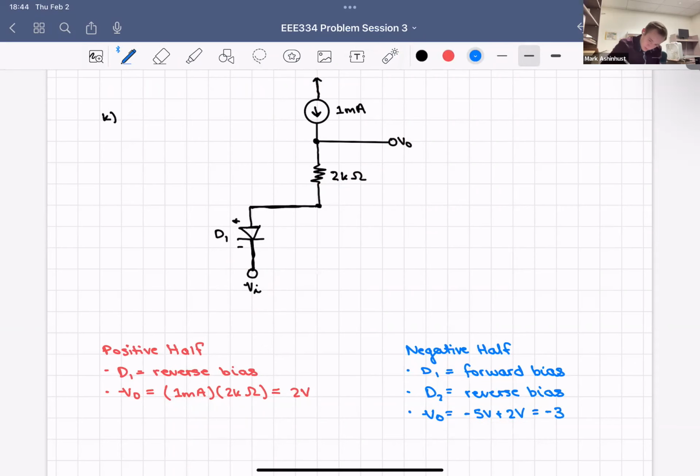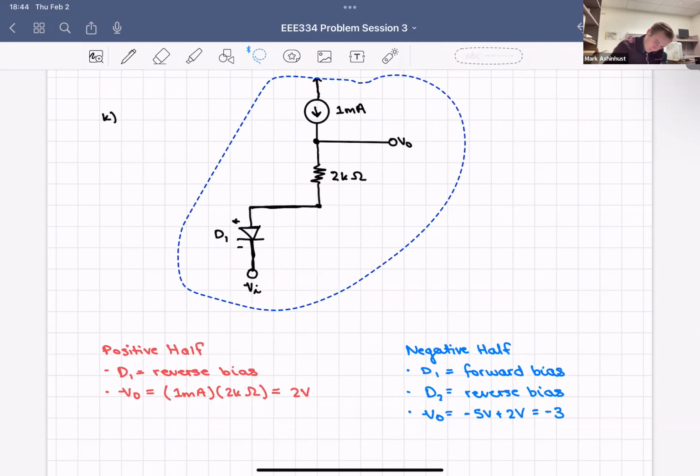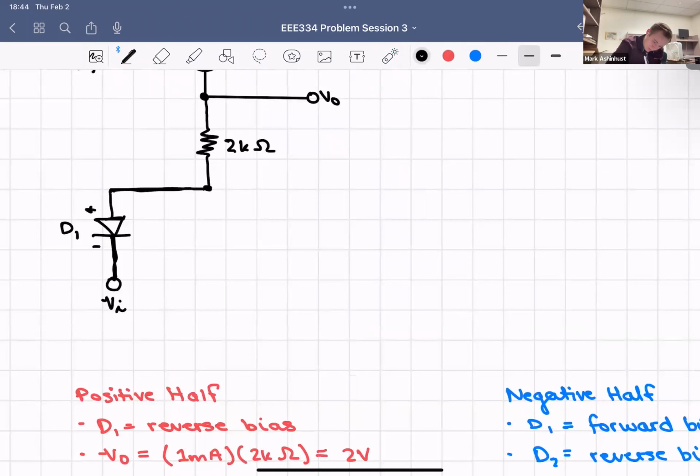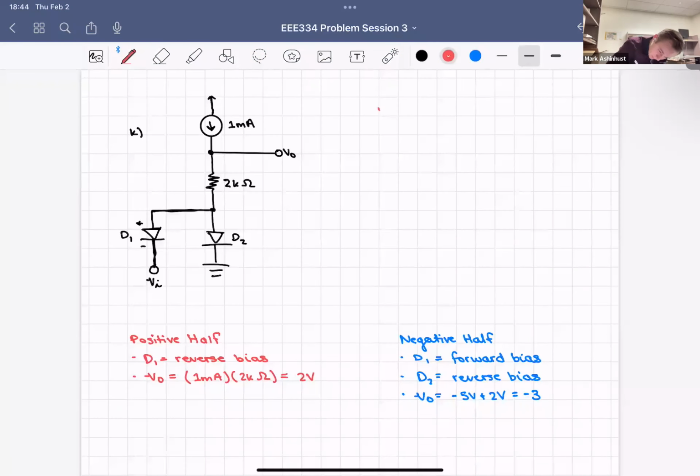So our max positive, let me redraw D2 back in here. Our max positive, V peak positive, is going to be 2 volts. And our V max negative is going to be negative 3 volts.